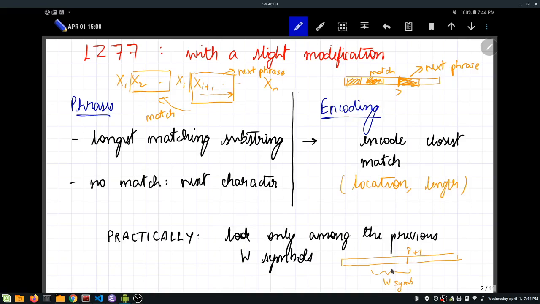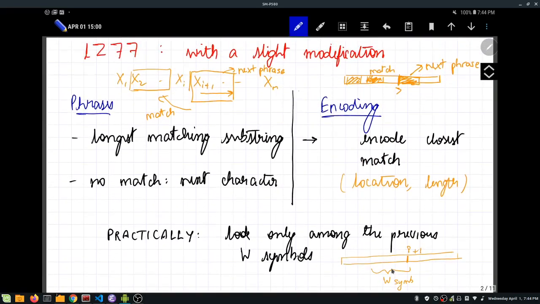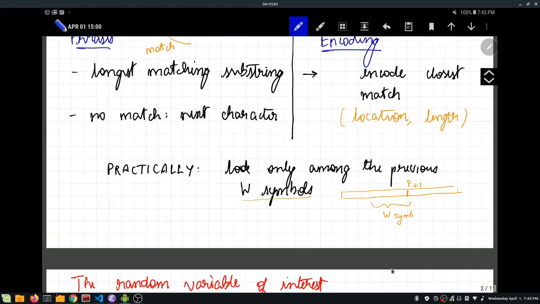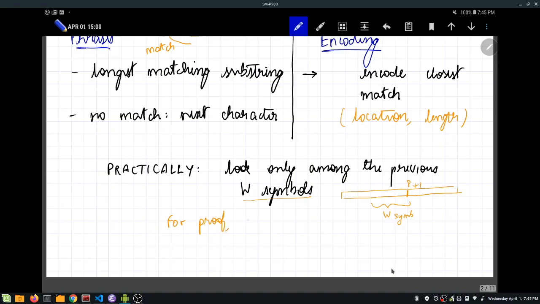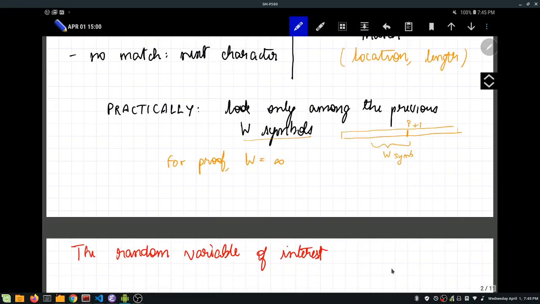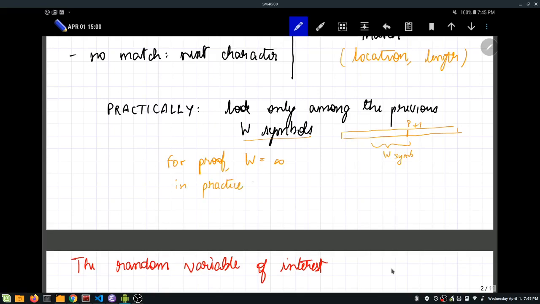But since I want to prove that LZ77 achieves the entropy rate of any stationary and ergodic source, I'll assume that W is equal to infinity. So basically I can look through anything. For the proof, I'll assume that W equals infinity, but in practice W will be much smaller.